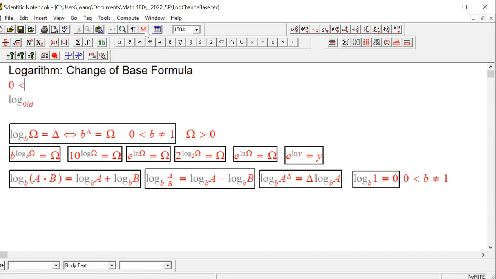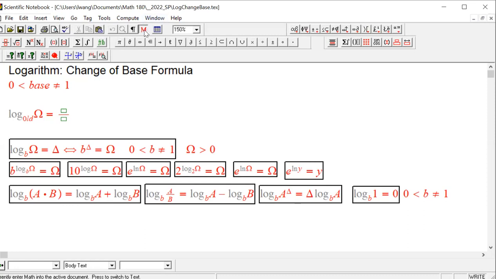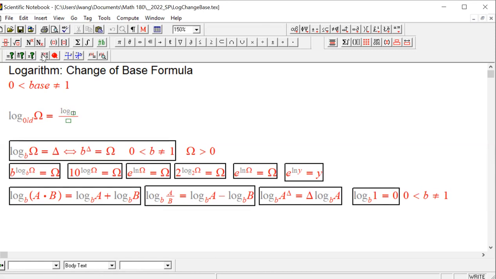All the bases have to be greater than 0 and not equal to 1, regardless of whether it's old or new. So suppose we have an old base on omega, and we want to change it to a new base. This is the formula that you will have to remember, but it's fairly easy to remember. So it's log base the new base, and the new base is also not equal to 1 and larger than 0.